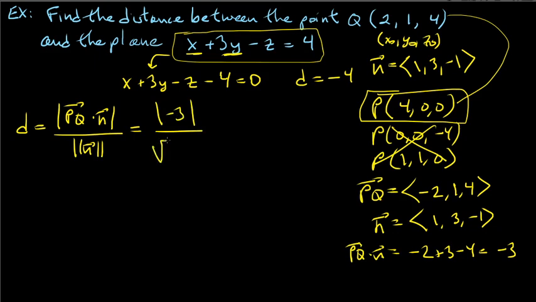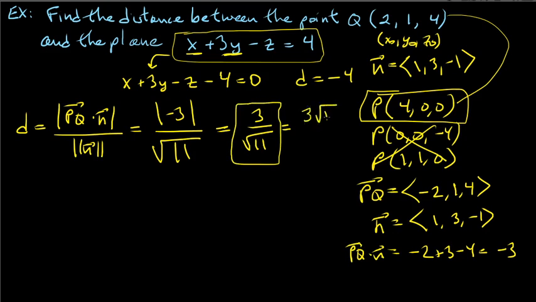And we also need the magnitude of n. So 1 plus 9 plus 1 is 11. So the magnitude of n is the square root of 11. So the distance is just 3 over the square root of 11. And if I haven't told you this already, you don't have to rationalize the denominator. So I'm fine if you leave it like this. If you do rationalize the denominator, you just get 3 square root of 11 over 11. So I would be happy with either.